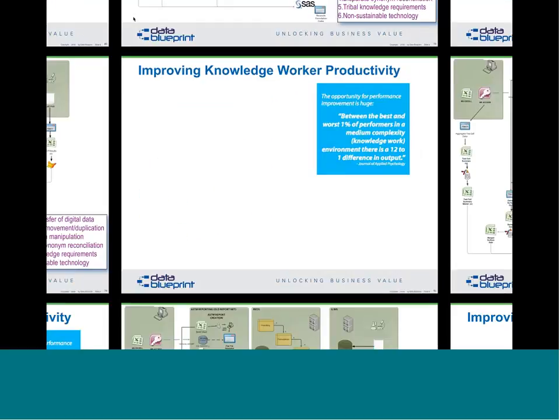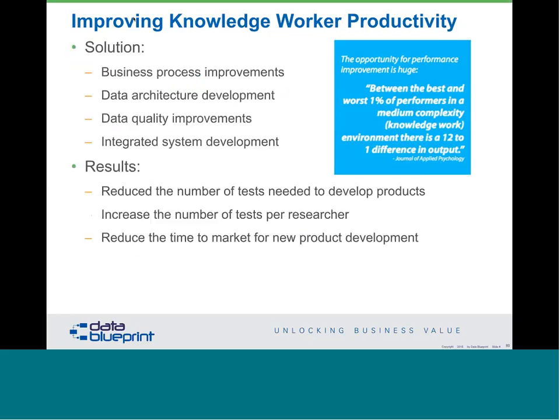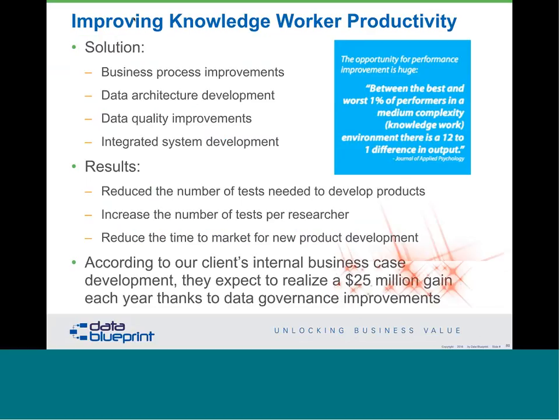Now, I bring all this up because this made an excellent example of something on their data quality roadmap. We helped improve their business practices. We helped them do all kinds of architectural improvements, quality things, integrated some of their systems together, which meant we could reduce the number of tests that they had, increase the number of tests they were able to accomplish per researcher, and reduce the time to market for new products. And finally, at the very bottom of that, of course, the question is, what was the business value to the organization? And the answer was their $10 million group saw a $25 million gain in productivity each year, thanks to these additional improvements that we had.